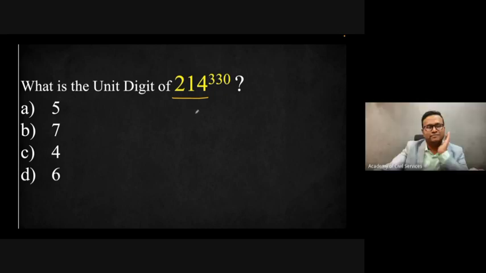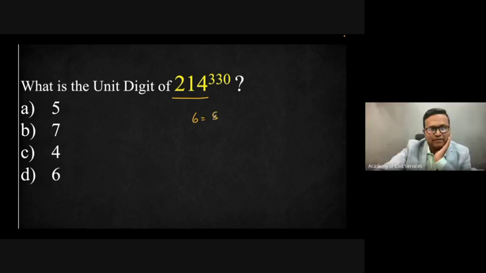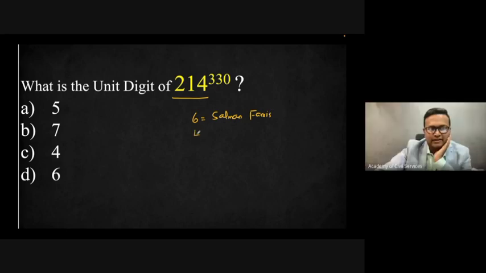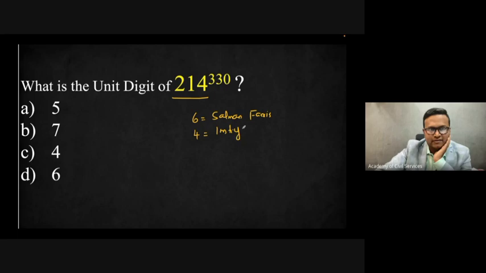Option D, 6. 6 is given answer. And what is your name? Salman Faris. Yeah, Salman Faris has given option 6. And let us see whether it is correct or not. I will verify. Anybody else? 4 is given as an answer. What is your name? Muhammad Imtiaz. Imtiaz. I'm writing only Imtiaz. Yeah. Anybody else want to join the competition?